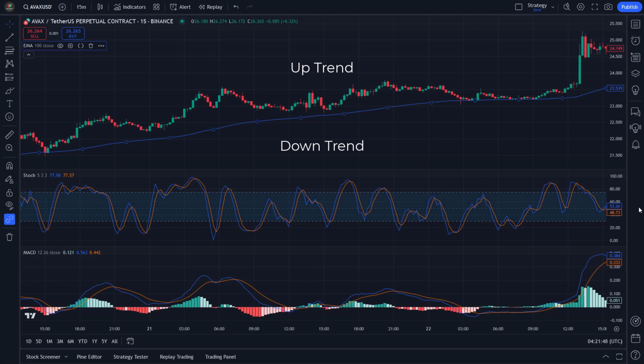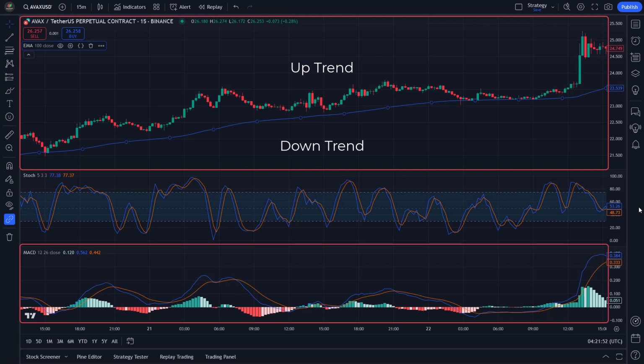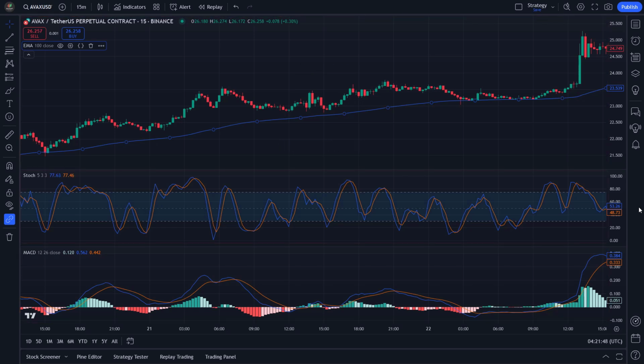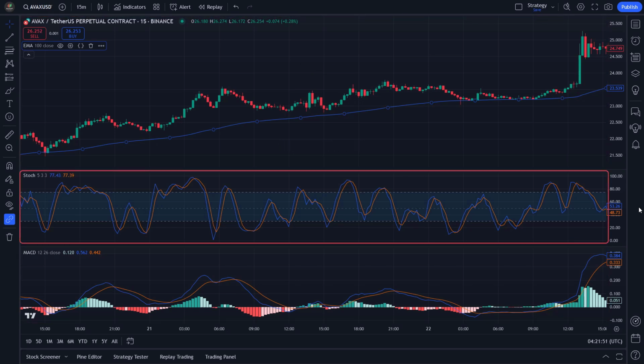This combination of indicators gives us a structured approach. The 100 EMA and MACD confirm the trend direction, ensuring that we're trading in alignment with the market's momentum. Meanwhile, the stochastic indicator is used to buy the dip within that trend, helping us identify optimal entry points when the price temporarily pulls back.